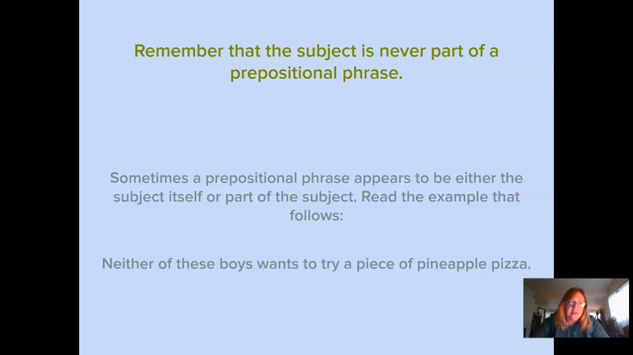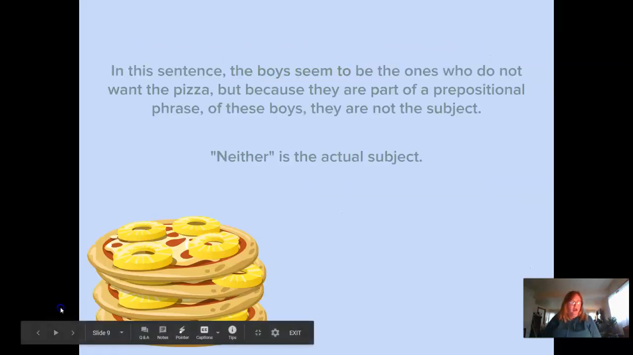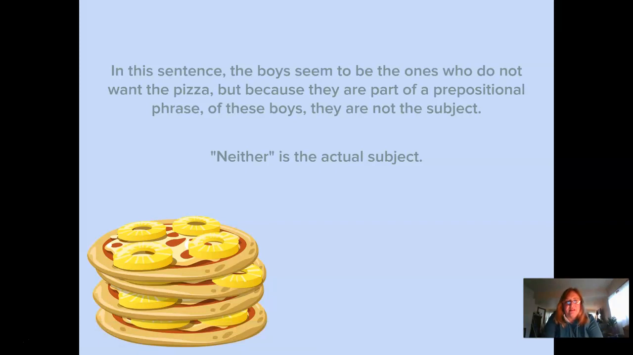The noun boys want something. However, when I go further back at the beginning, it says of these boys. That's a prepositional phrase. So in order to find the subject, I have to take that out. And so in this case, the word neither is the actual subject of the sentence. Neither of the boys wanted to try the pizza. And we don't normally think about those kinds of words, like both or neither or many or each, as possible subjects. But when we've got a prepositional phrase as a descriptor for these words, then we have to take that prepositional phrase out and look at these unusual nouns to identify as our subject.